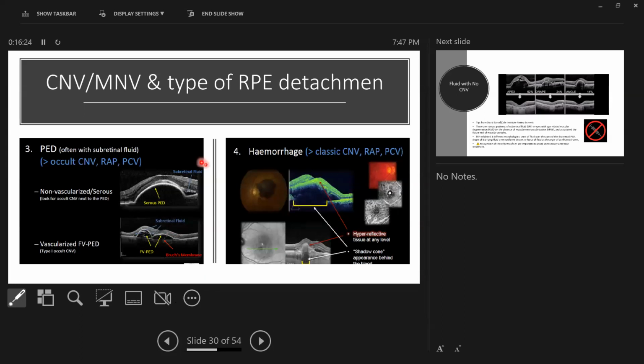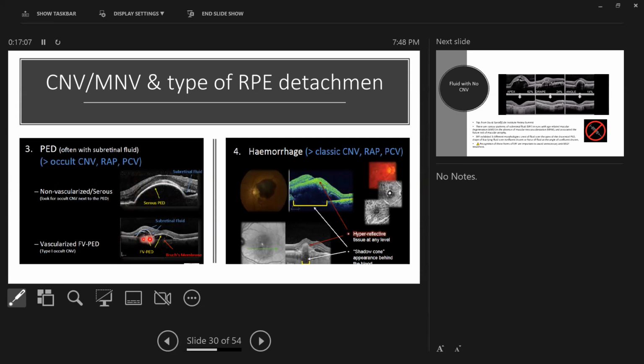Okay. Now, the other important thing we have to look for in wet AMD is the RPE detachment. RPE detachment is very important because it can tell you different things. We have different types of RPE detachment. The first one we call serous pigment epithelial detachment. In this type, if we look at the OCT, the detached RPE will be a smooth, dome-shaped, elevated RPE, and there is a hyporeflective space beneath it. This is the typical serous PED. Usually we can see it in type 1 MNV, type 3, RAP, and in PCV.